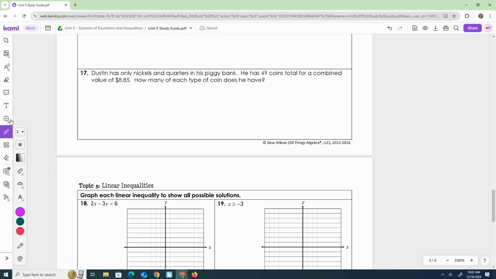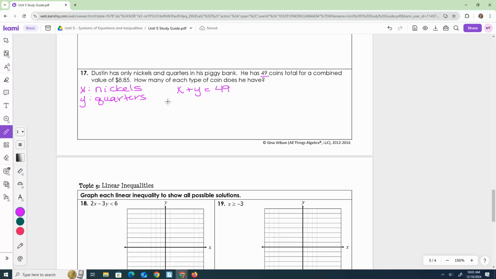So it tells me Dustin has only nickels and quarters in his piggy bank. So what are my variables? Okay, remember you get points just for writing what x and y are. So I'm going to say x is nickels and y is quarters. There's a point. Then I need my equations. He has 49 coins. So what would the first equation be? X plus y equals 49. And then I talk about the value.